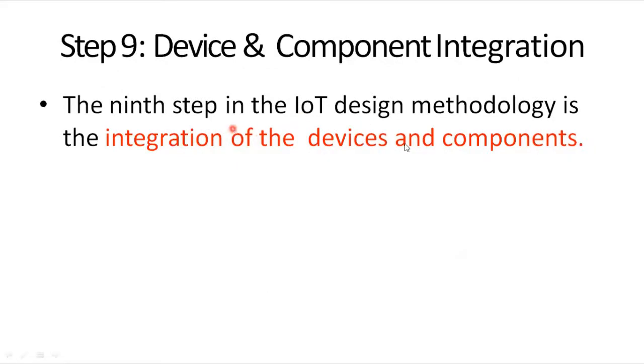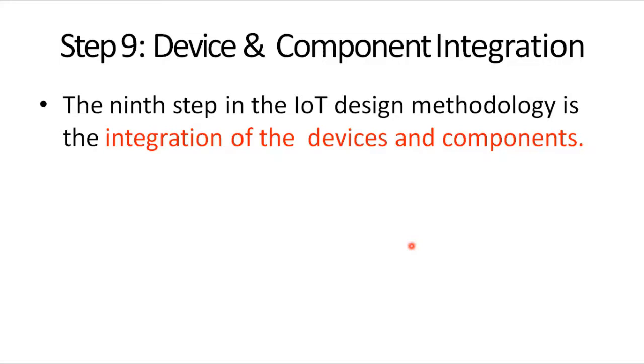Finally, the device and component integration. The ninth step in the IoT design methodology is the integration of devices and components. For example, in the case of a home automation system, the devices may be IoT devices. It may be a Raspberry Pi sometimes, or sometimes you may use an Arduino kit, or the components may be some sensors and some activators.